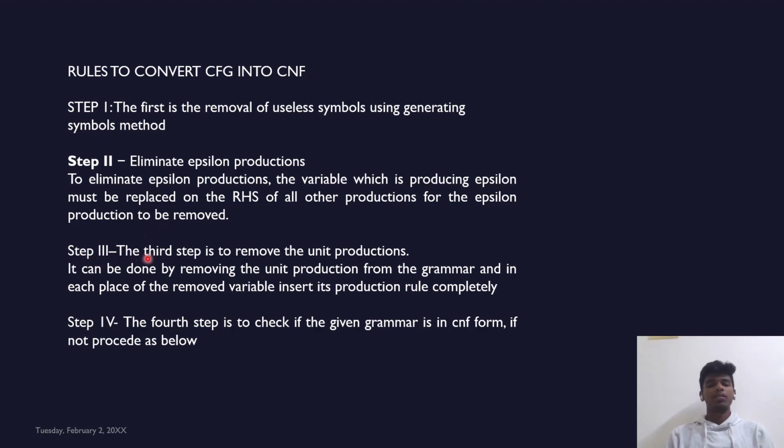And the third step is to remove the unit productions. That is, S defines A, a non-terminal symbol defining another non-terminal symbol. It can be done by removing the unit production from the grammar, and in each place of the removed variable, insert its production rule completely. Step 4 is to check if the given grammar is in CNF form. If not, proceed as below.